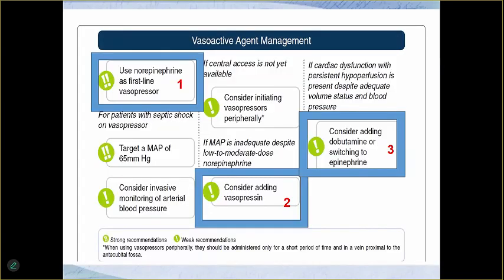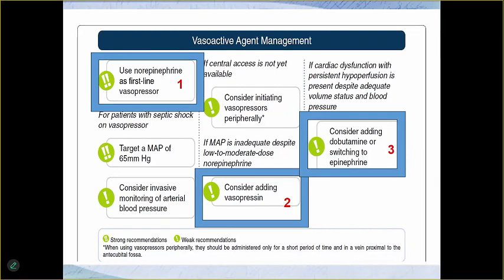Shall I now summarize this for you? Yeah, sure. So let's quickly summarize what I have already told you. It's very important. First line, norepinephrine, and right now here we call it noradrenaline. Second line, vasopressin. Thirdly, you can consider adding dobutamine or switching to epinephrine if you don't get the right blood pressure. I think it is better to talk about dobutamine a little bit later, isn't it, Vasanthi? So your third line would be epinephrine as far as the vasopressors.